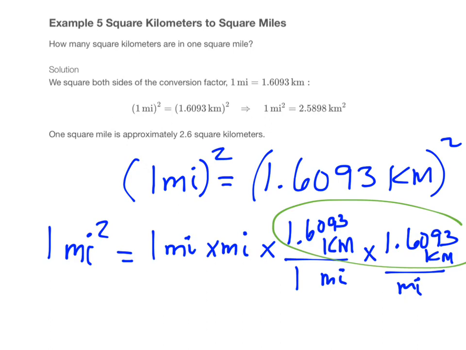This works with cubic units too, so if you wanted to go from miles cubed to kilometers cubed, you would just cube both sides of the equation. You could go from inches cubed to meters cubed, or anything like that.